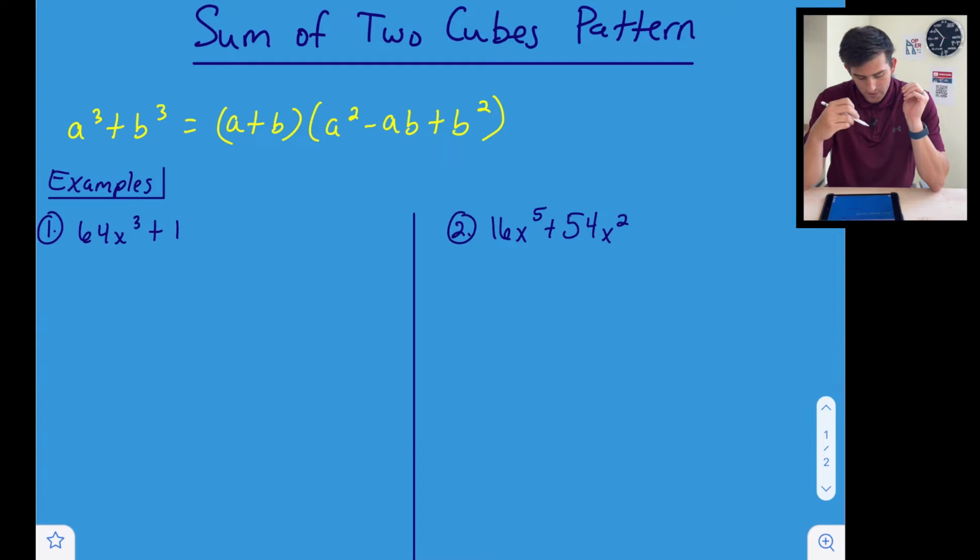So we look at the top of the screen in yellow, we see our pattern. So we have a cubed plus b cubed. And we can factor this, so this is a factoring pattern. We can factor this as a plus b, and then a squared minus ab plus b squared. So let's take a look at a couple examples here.